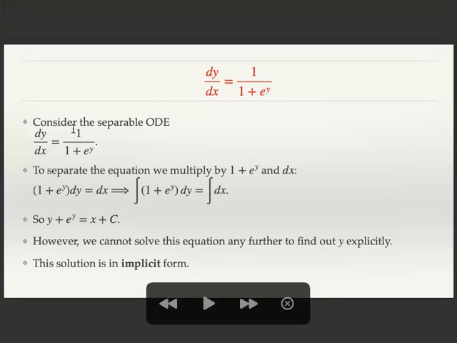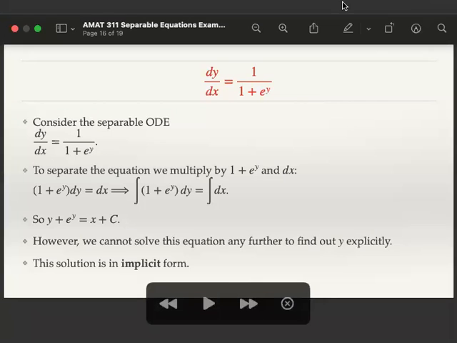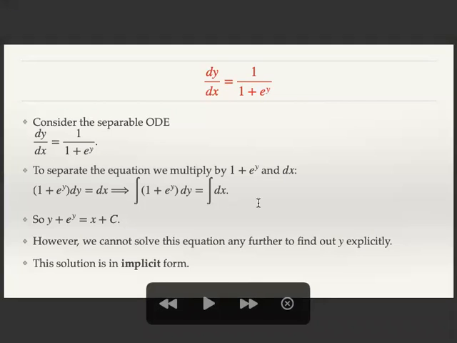dy over dx is 1 over 1 plus e to the y. So here I separate the equation. 1 plus e to the y dy is equal to dx. So we now integrate both sides. Integral of 1 plus e to the y dy is equal to integral of dx.